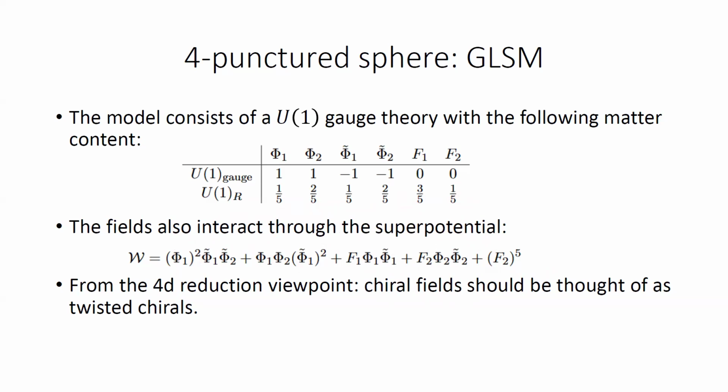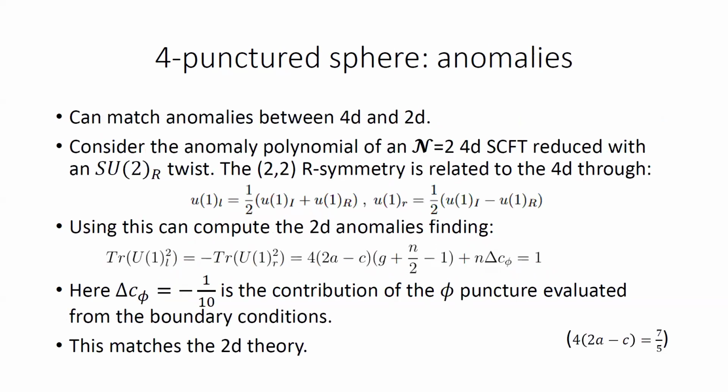There is another way to see it, and that is that you need them to match anomalies. As I mentioned, we can predict the anomalies of the 2D theory from the original 4-dimensional theory. So you can do this computation a bit more generally without needing to specify the H0 theory. I'll first do that and then specify the H0 theory. So we take a 4-dimensional N=2 SCFT. We want to reduce it with a twist in the SU(2)_R symmetry.